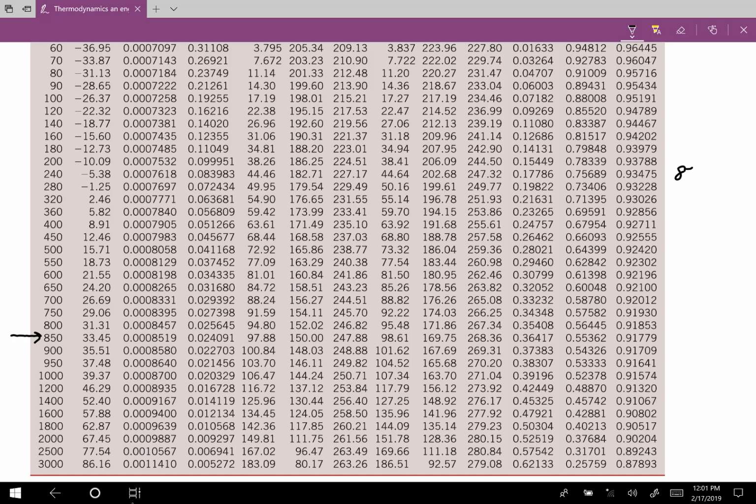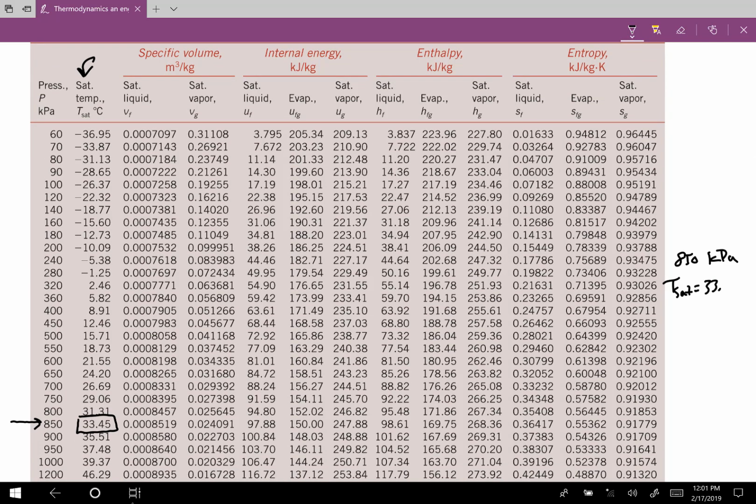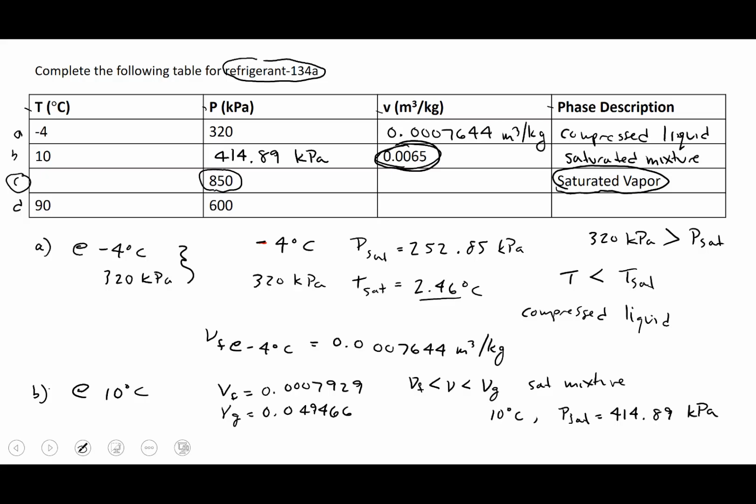I'm looking at the saturated refrigerant 134A pressure table, and I have a pressure of 850 kilopascals and a saturated vapor. So let's go down here to 850 kilopascals. At 850 kilopascals, Tsat is equal to 33.45 degrees Celsius. Since we have a saturated vapor, the specific volume is the specific volume of the saturated vapor at this pressure. So Vg is equal to 0.024091 meters cubed per kilogram. So at 850 kilopascals, Tsat is 33.45 degrees Celsius, and the specific volume is 0.024091 meters cubed per kilogram.